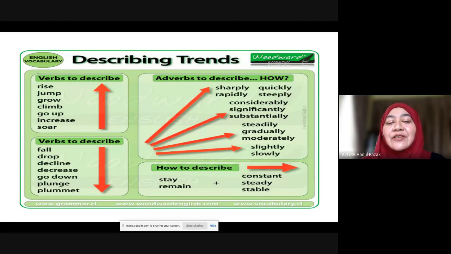And then how about the difference between fall and plummet? Can someone tell me the difference between the word fall and plummet? How does plummet indicate something different from fall?